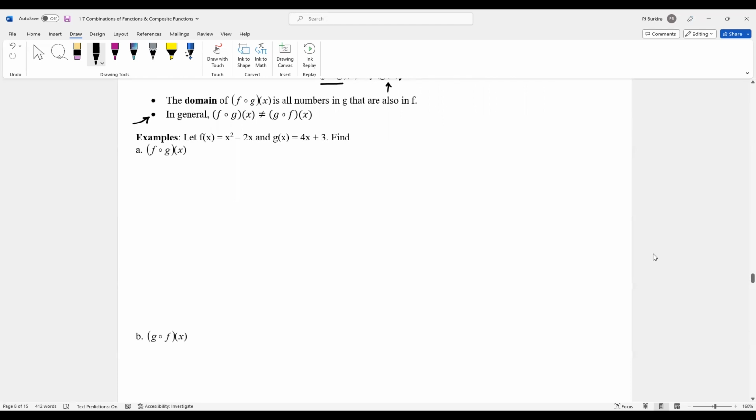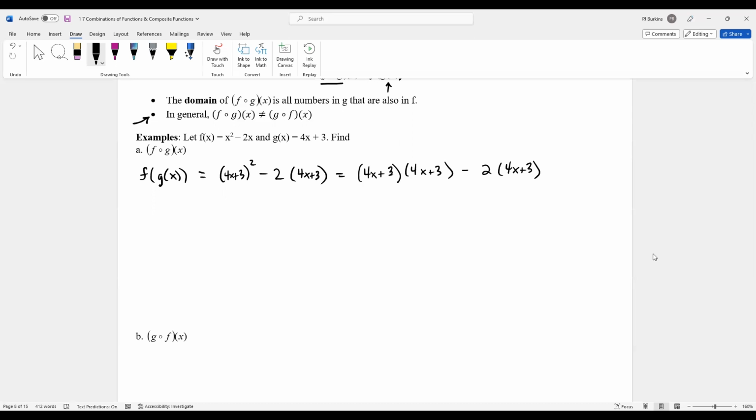So f of g of x means f with g plugged in. So I'm going to take the f function and I'm going to write it with parentheses instead of x's. Then everywhere I have a parenthesis, I'm going to substitute the function g of x. Okay. Now I need to multiply this all out. So the first is FOIL. So I have 4x plus 3 times 4x plus 3. And then we have minus 2 times 4x plus 3.